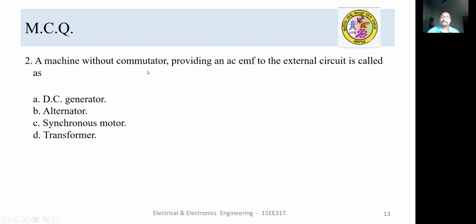We are concentrating on induced EMF to the external circuit, which means it must be a generator. So the last two choices are not related to this. Only the first two answers are related, because the question relates to a generator. We have to select either a DC generator or an alternator. In a DC generator, we use the commutator. Hence, the final answer is alternator.